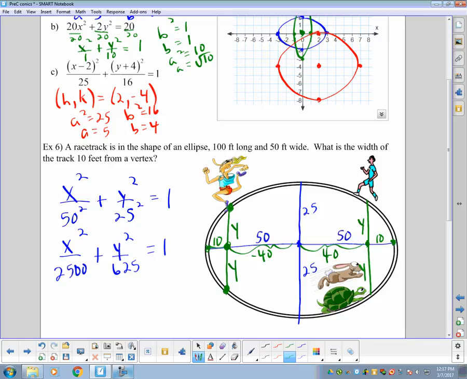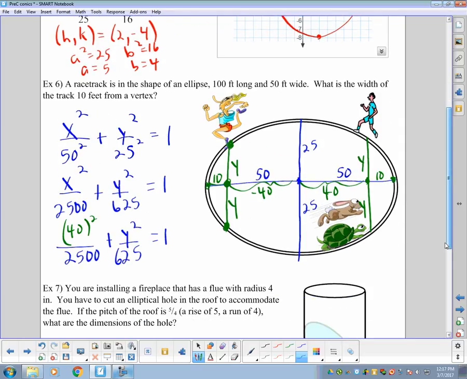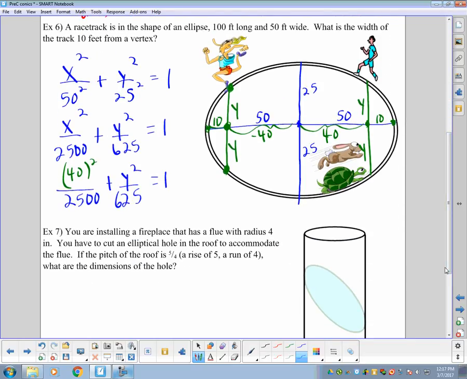So if x is 40, we're going to plug it in. And then solve for y. Oops, I don't have a lot of room here. So 40 squared, we're plugging in 40. Do you guys see why I plugged in 40? That's how far out I would be from the origin at a point that's 10 feet in from the vertex. 50 minus 10 is 40. And once again, it doesn't matter if I plugged in negative 40 or positive 40 because of the squaring that's going on. Now we have some arithmetic with fractions to do.